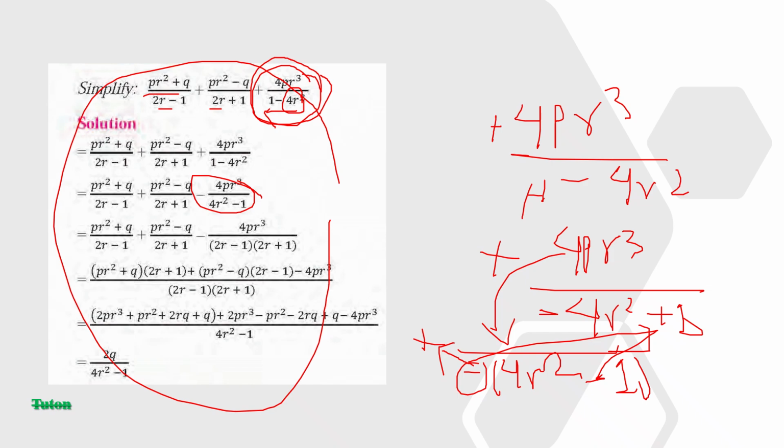Then here we have to apply the formula for a square minus b square. Let me break this down for you. 2r square minus 1 square will break down to 2r plus 1 and 2r minus 1, which is shown in this step. Now we took the LCM for these three terms, and then we got this.